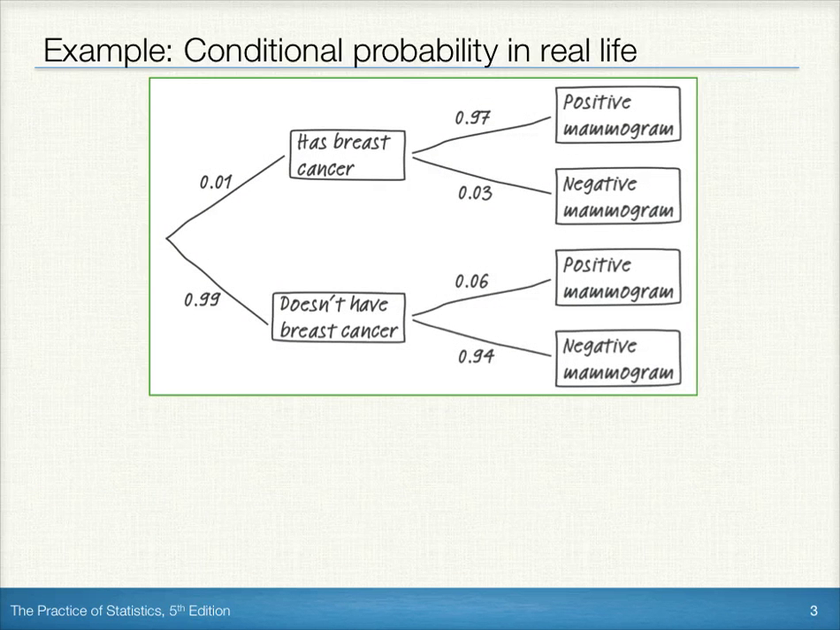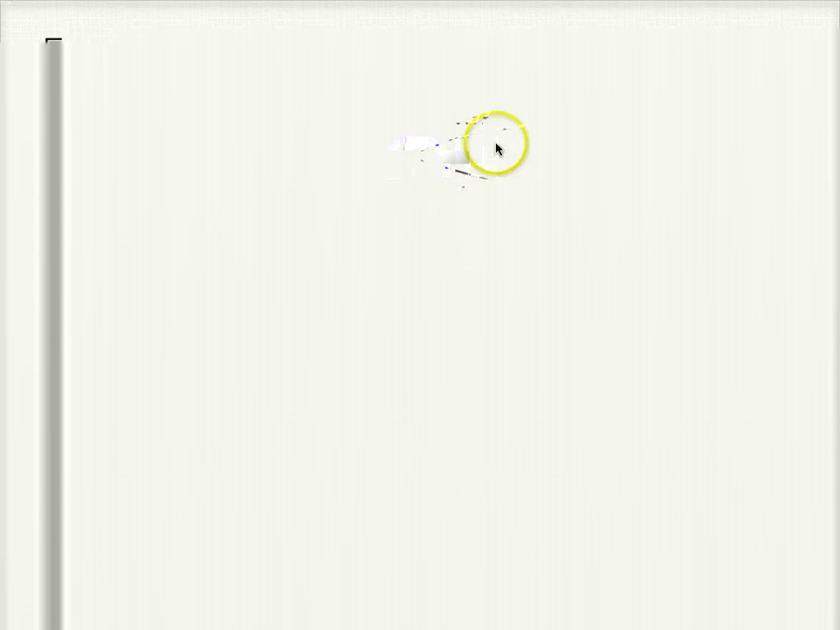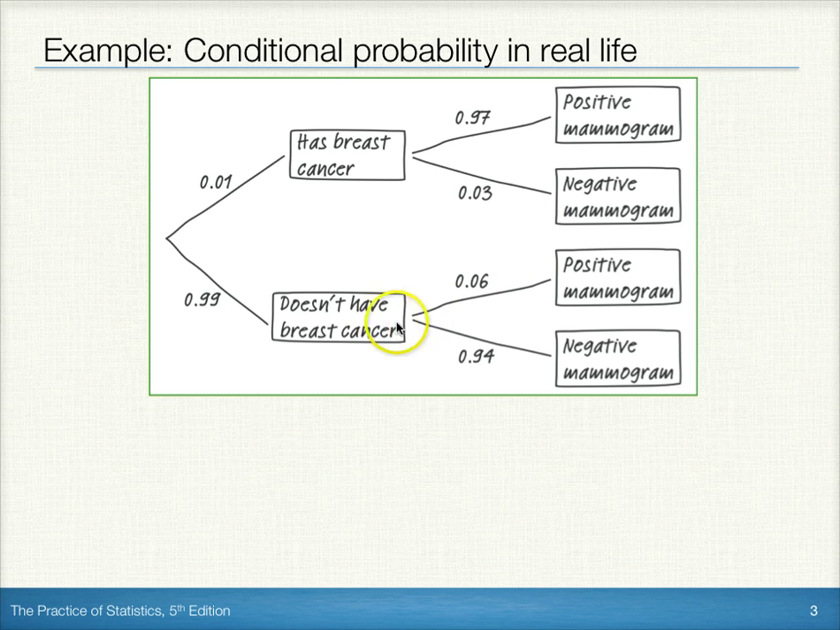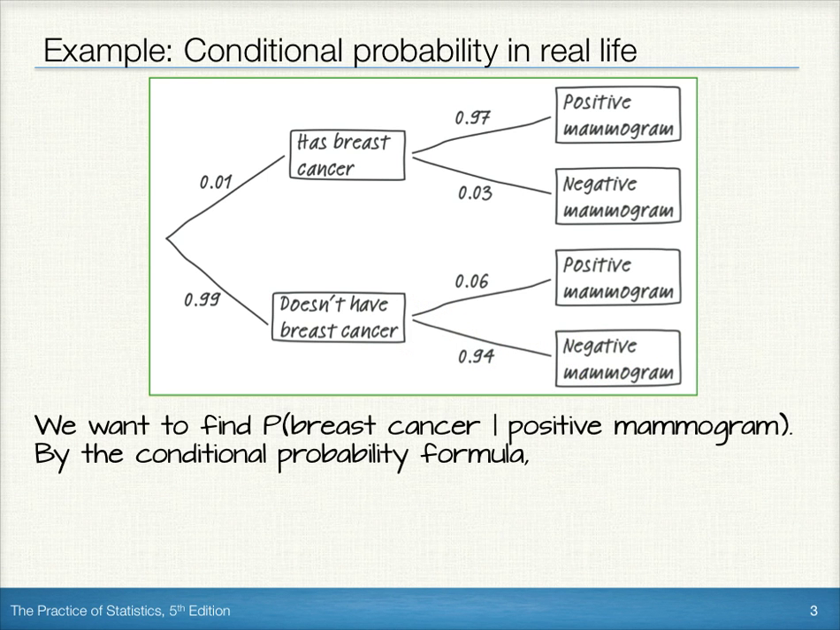Well, we can first of all start by drawing a tree diagram. We know that in this particular region, 1% of the women have breast cancer, meaning 99% don't. We also know that when they have a mammogram, 97% of those that have breast cancer will test positive, while 3% will get a false negative. Then, for those that don't have breast cancer, we found that 6% would get a false positive, while 94% would get a negative test.